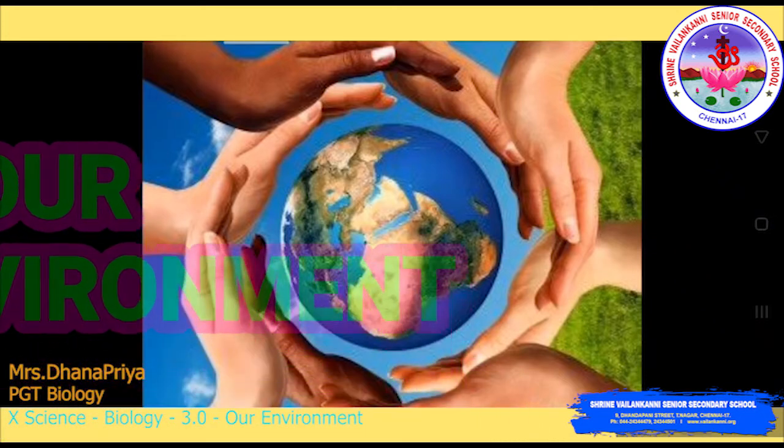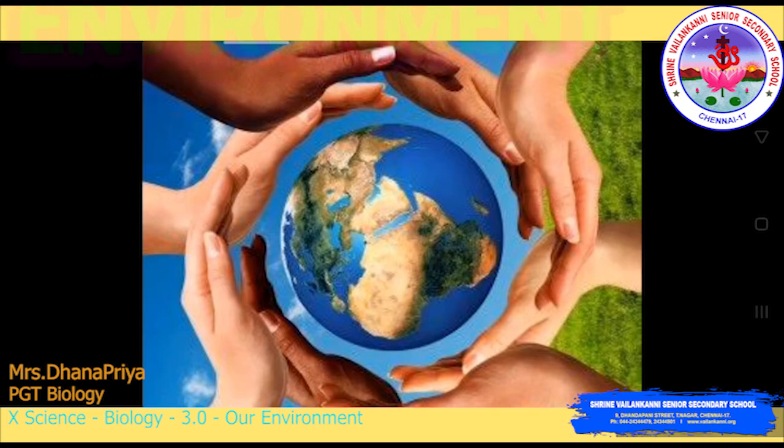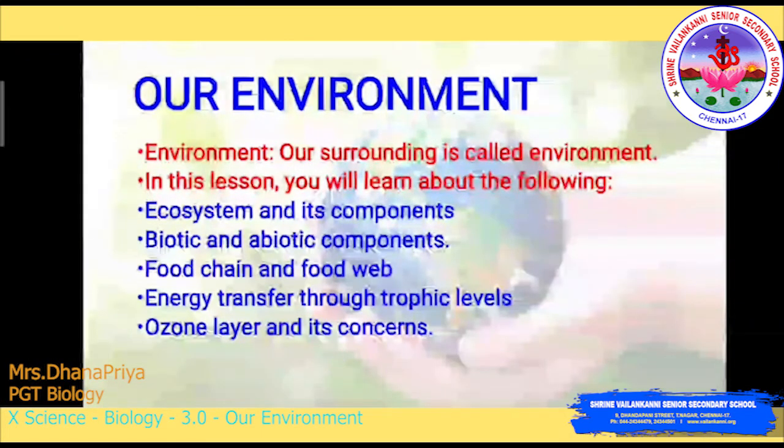So here we are going to discuss briefly the introduction of environment in detail. Our surrounding is called environment. So in this chapter we are going to learn about the ecosystem and its components, biotic and abiotic components, food chain and food web, energy transfer through trophic levels and ozone layer and its concern. So these are the topics we're going to discuss in the lesson, our environment.